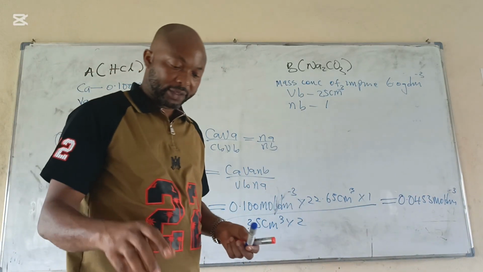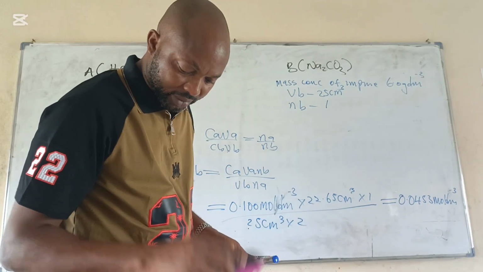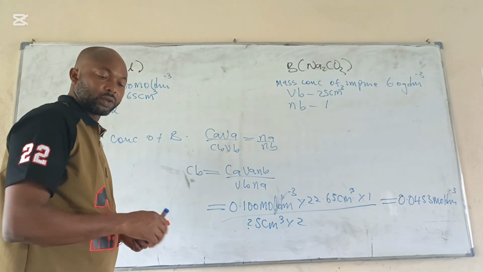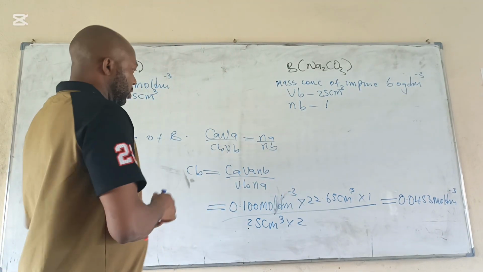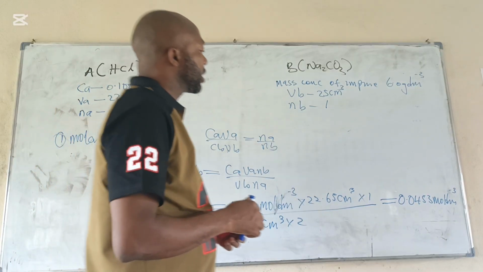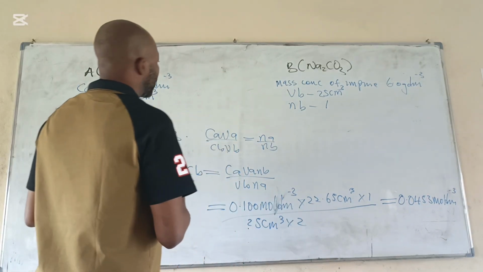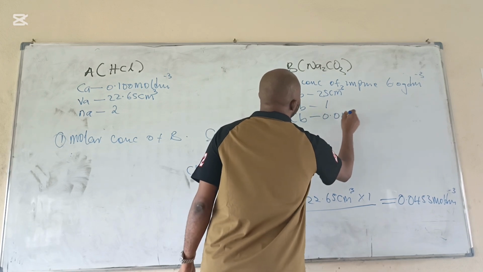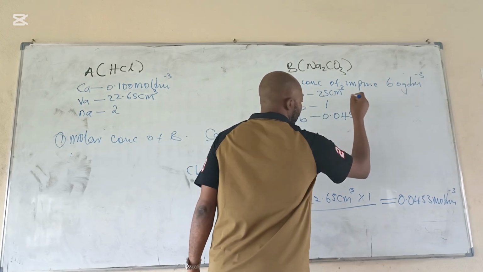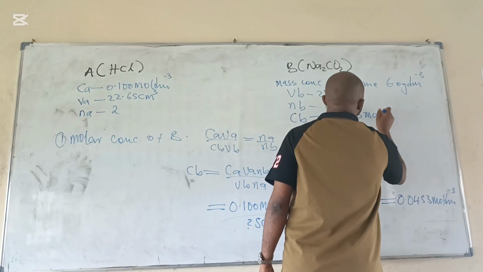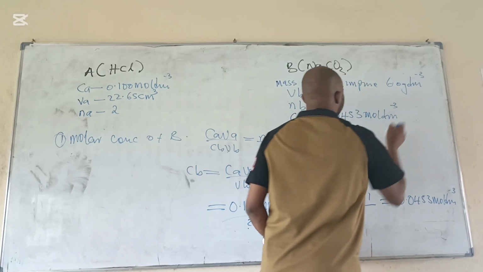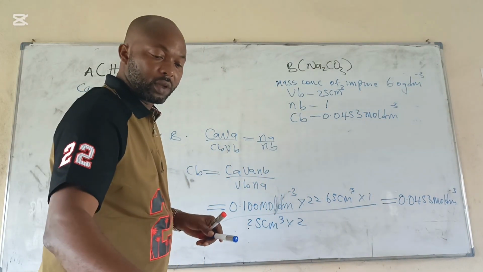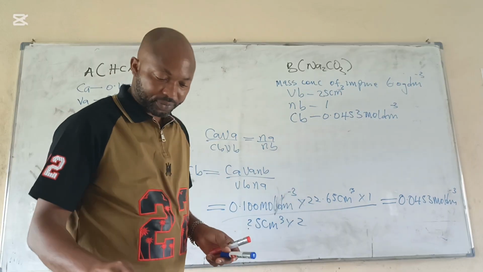So I have that. Let me be certain. Okay, good. 0.0453 mole per dm cube. This is the concentration of the base. My CB now is 0.0453 mole per dm cube. Okay, next question.